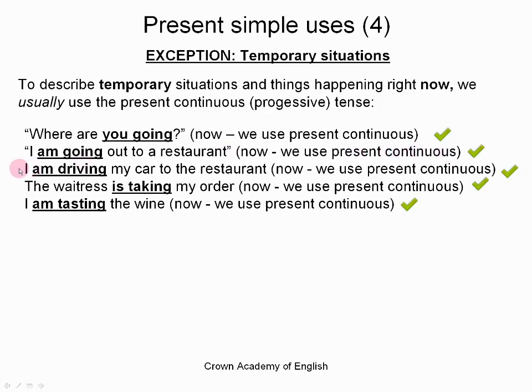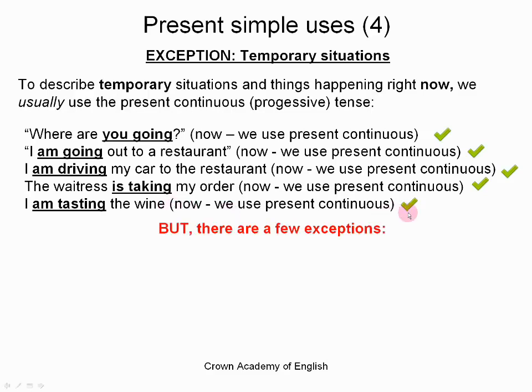And then they would say, "I am driving my car to the restaurant." And again, this is happening now, so this is why we use the present continuous. "The waitress is taking my order." And again, this is now, we use the present continuous. "I am tasting the wine." So again, this is happening now, so we use the present continuous.